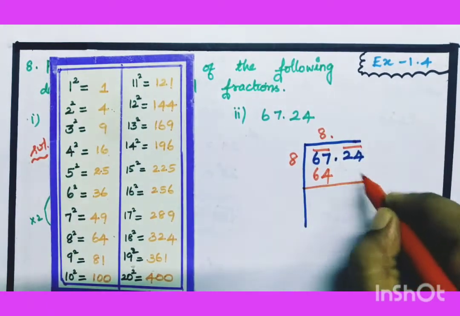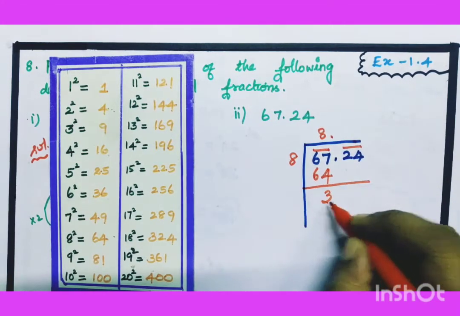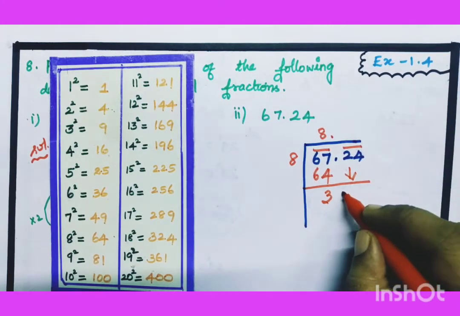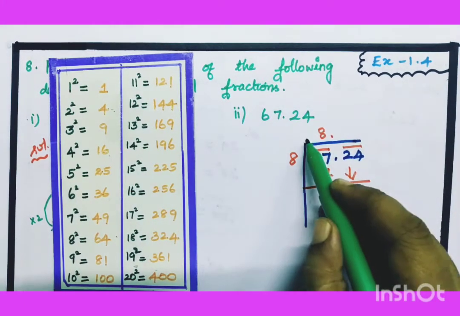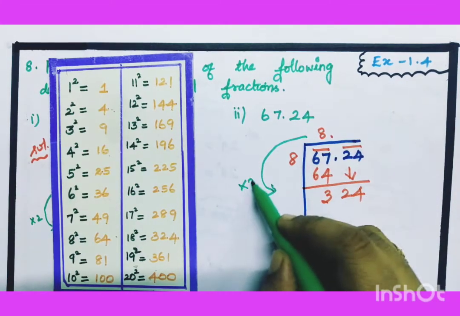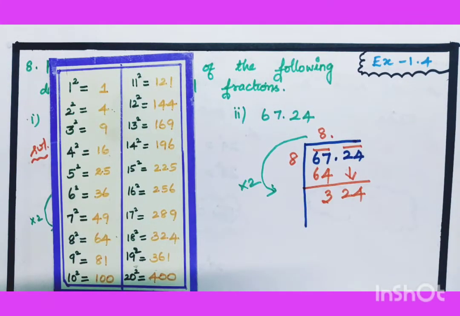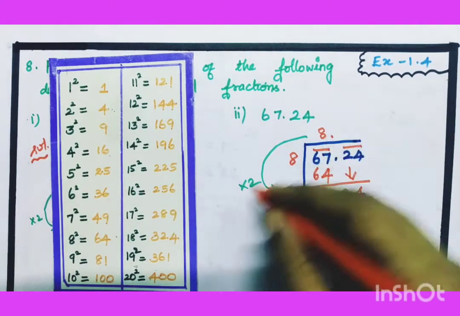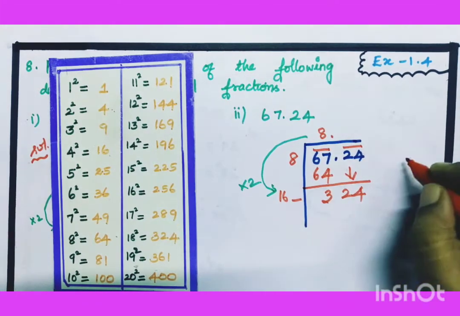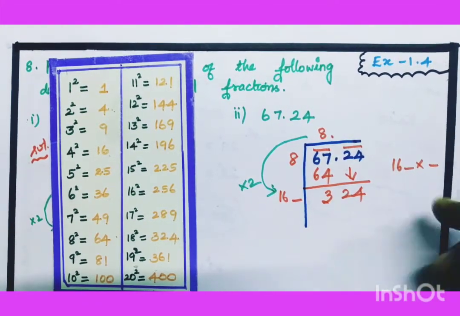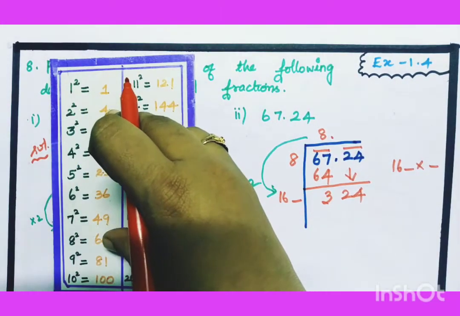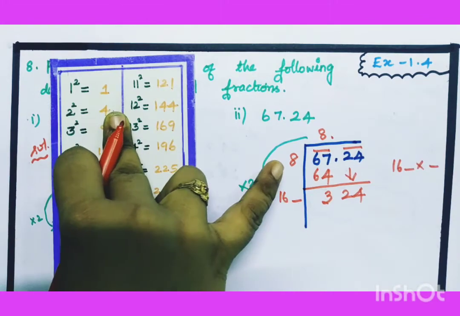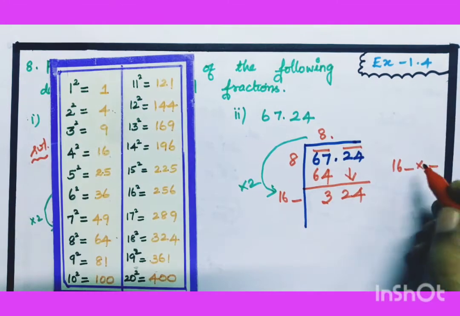Next, 67 minus 64 is 3. Write down the next pair, 24. Next step, what I said: take the top number into 2. 8 2s are 16. So here I will write 16 and a digit. I need 24 only. 16 is too much, so I am going to first try with 2.